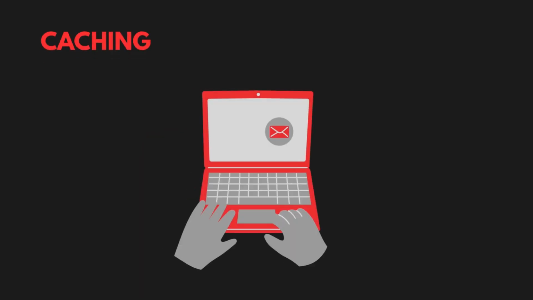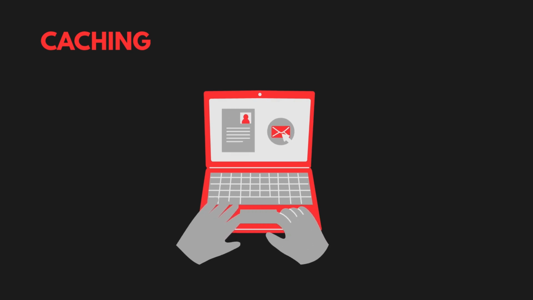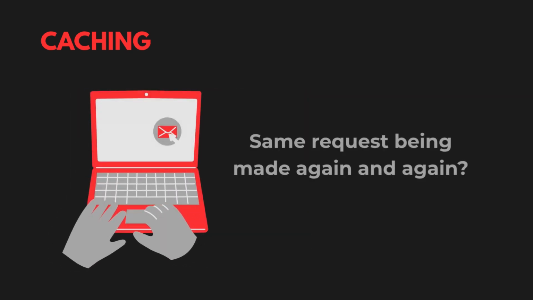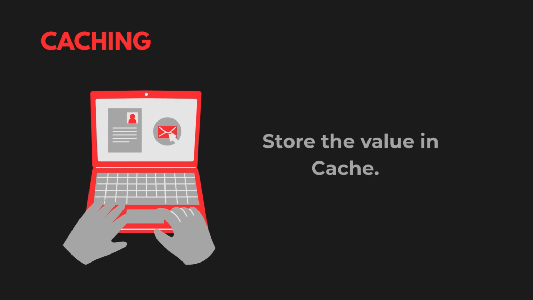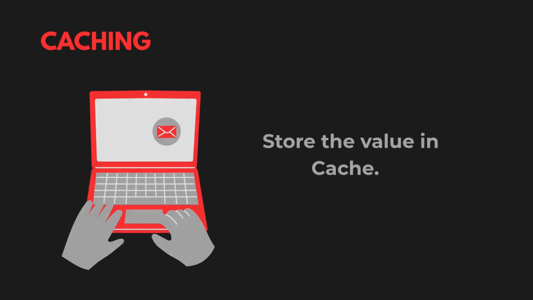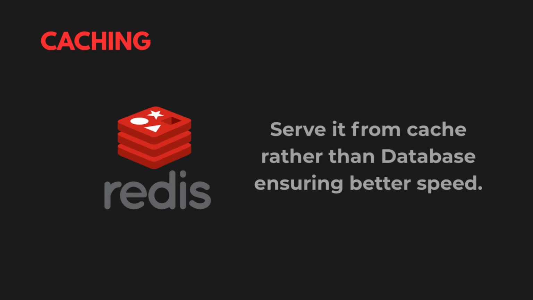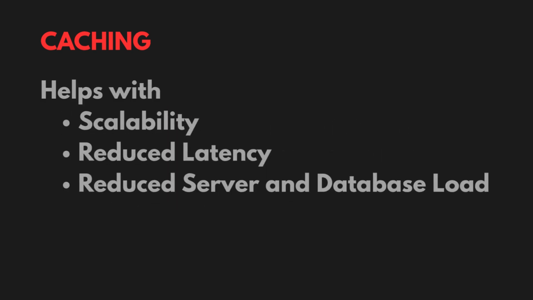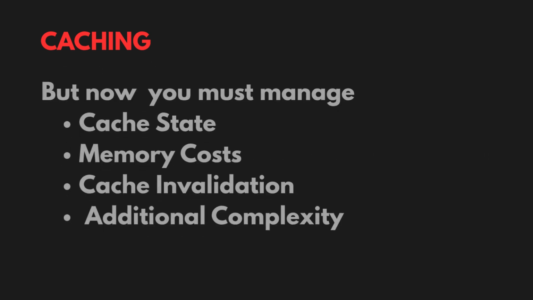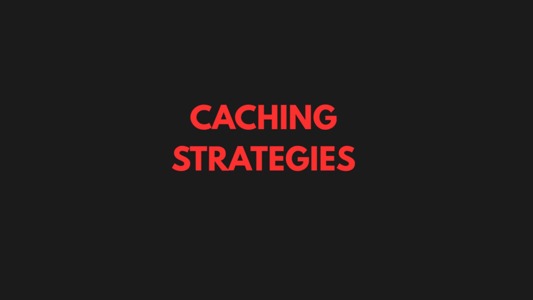If some value in an application is requested frequently, for example, dashboards loading the same metrics or APIs serving repeated lookups, you can store it in a fast cache like Redis and serve it directly from memory rather than making a trip to the DB every single time. Although caching can reduce latency and database load, there is one trade-off, and that is consistency. Once you cache data, you must manage staleness, invalidation, and expiration. Let's discuss some caching strategies.